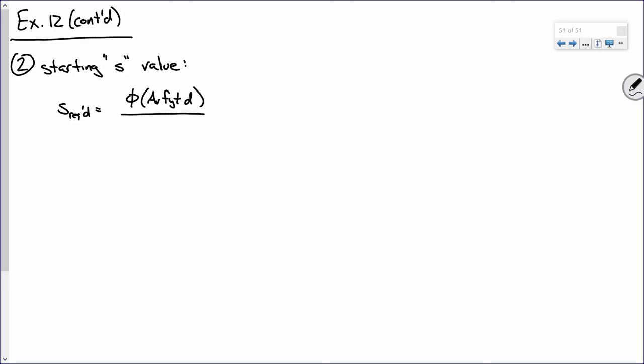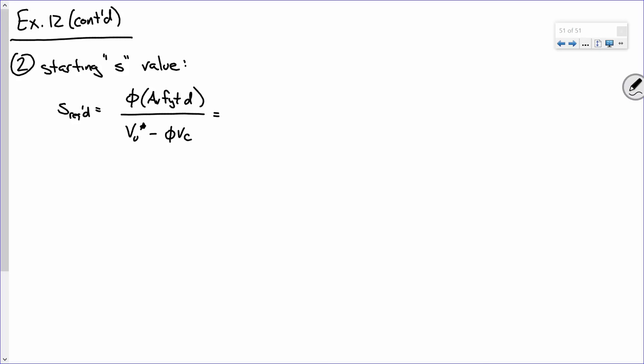Okay. So let's start out by coming up with a starting S value. This is one of those formulas that was in the slideshow that I didn't print out, but I'll explain where it comes from. So S required is phi times A_v times F_yt times d over V_u star minus phi V_c.